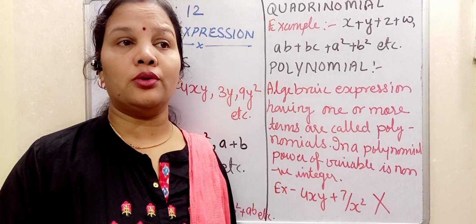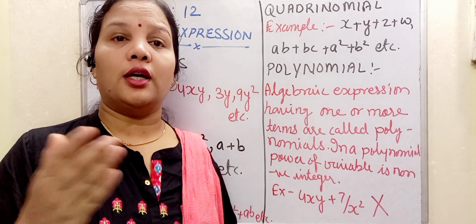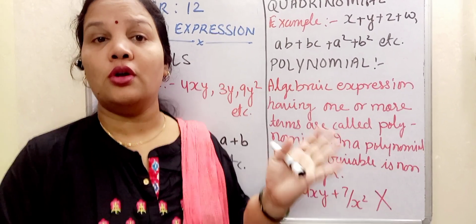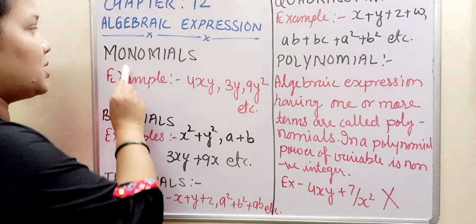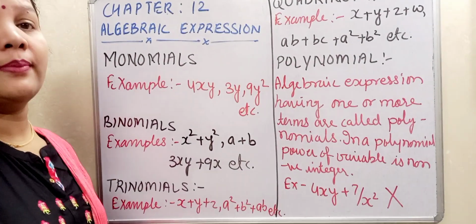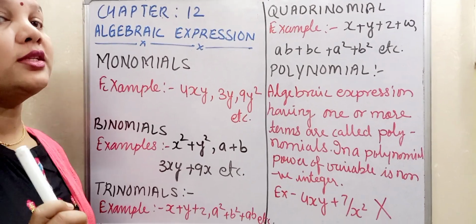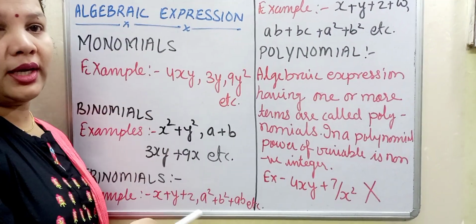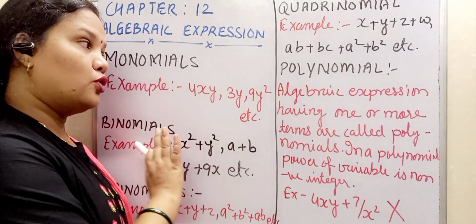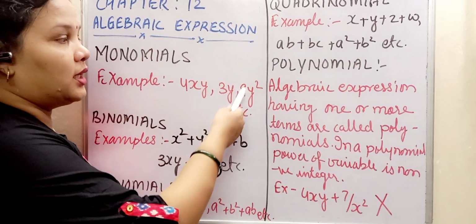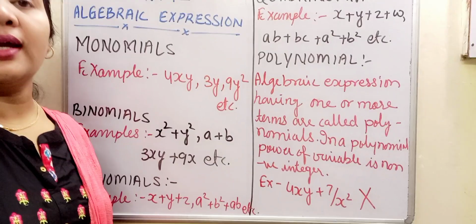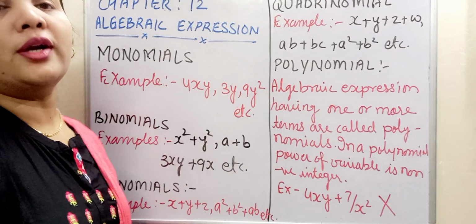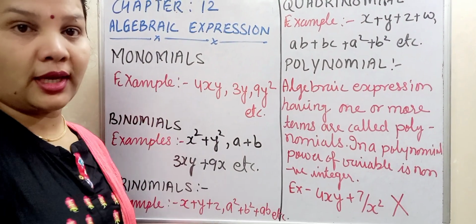I am going to explain what we call an algebraic expression depending on how many terms it has. First is monomials. Any algebraic expression which contains only one term is known as a monomial. The example given is 4xy, which has only one term. Similarly 3y, 9y square, etc. These are monomials, because only one term is included in the algebraic expression.